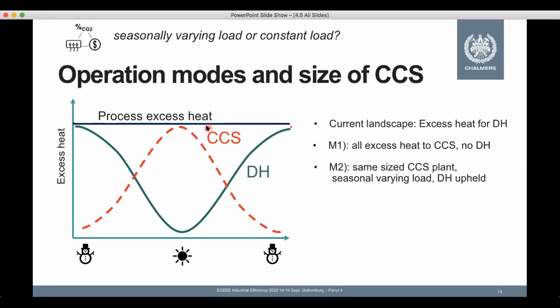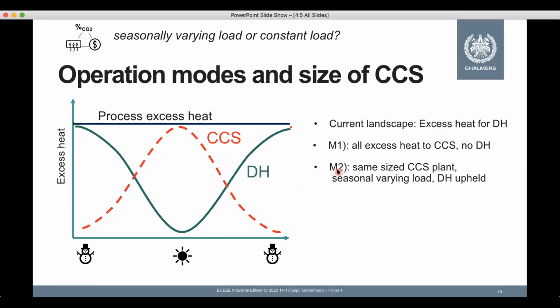So we keep on supplying, and due to this seasonal variation or variability in the load that is supplied to district heat, we create somehow a window of operation or increase the operation for CCS. So that means varying load for CCS operation. So during summer, when there is an excess of heat, the CCS plant is operating more intensely, and in the winter, it's operating on a minimum load.